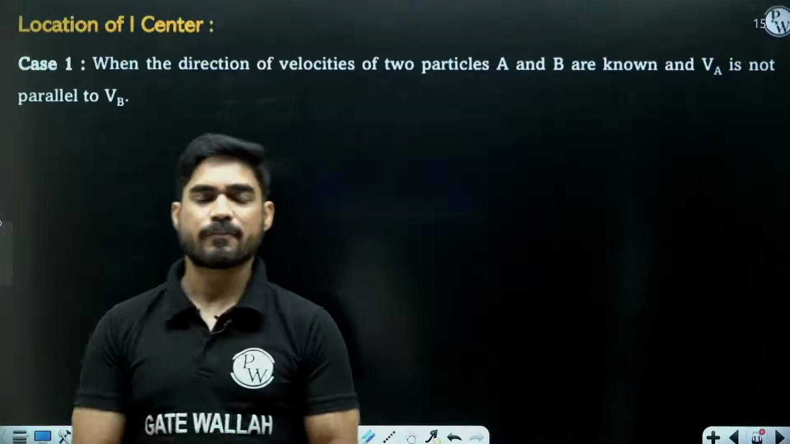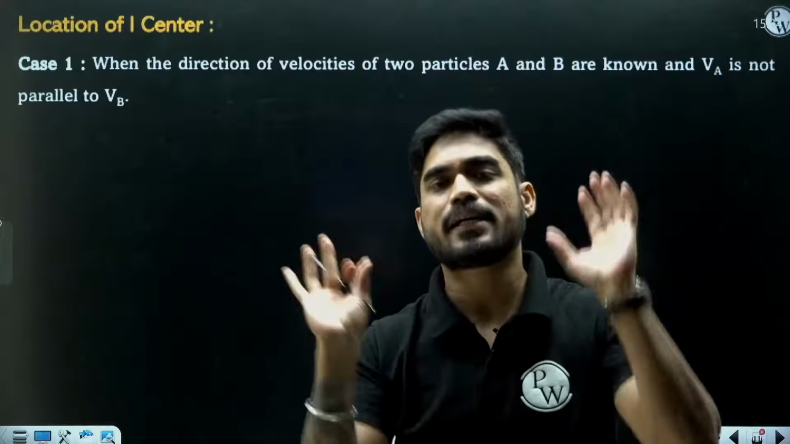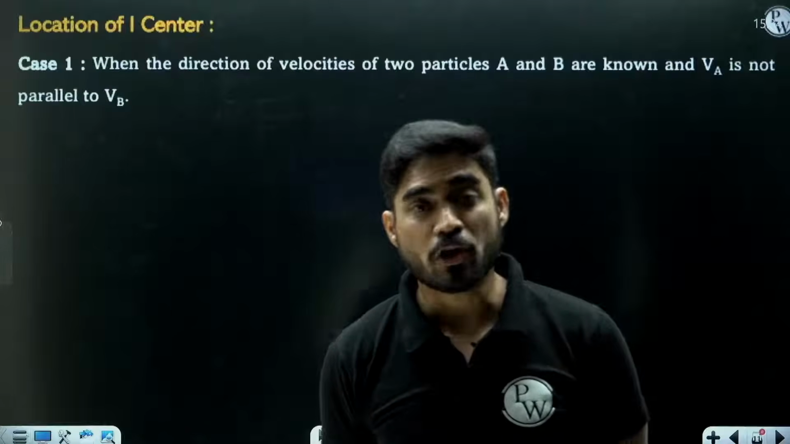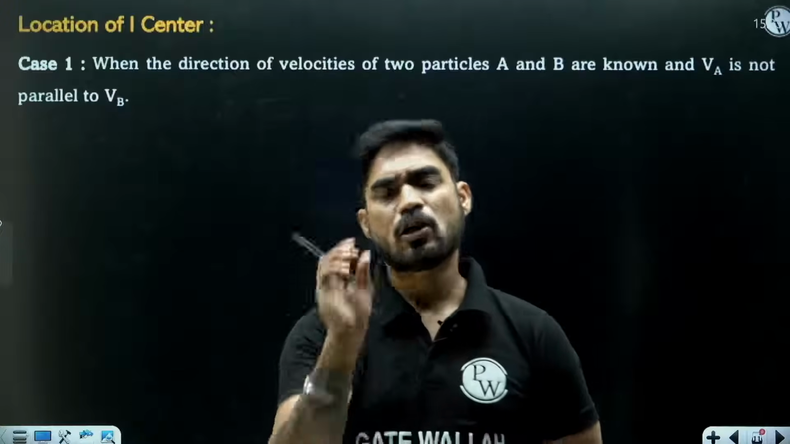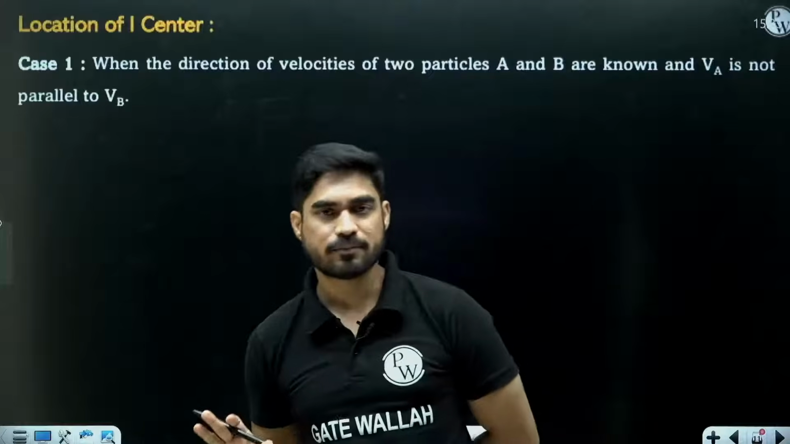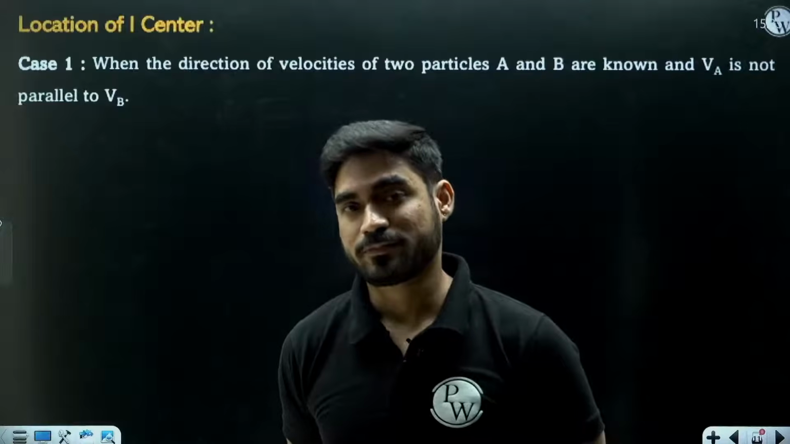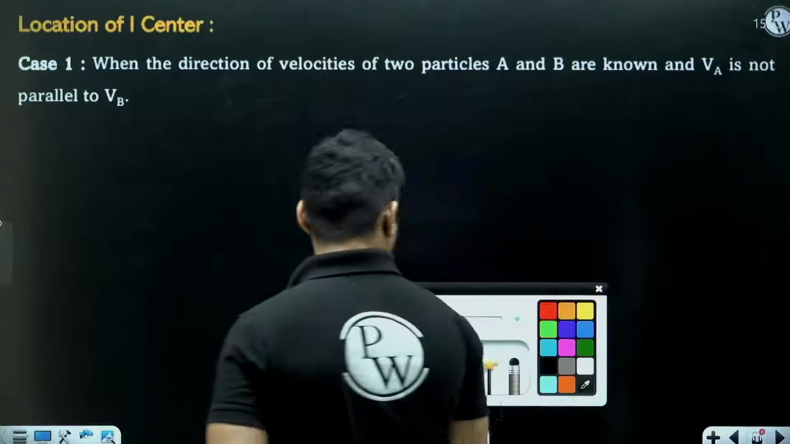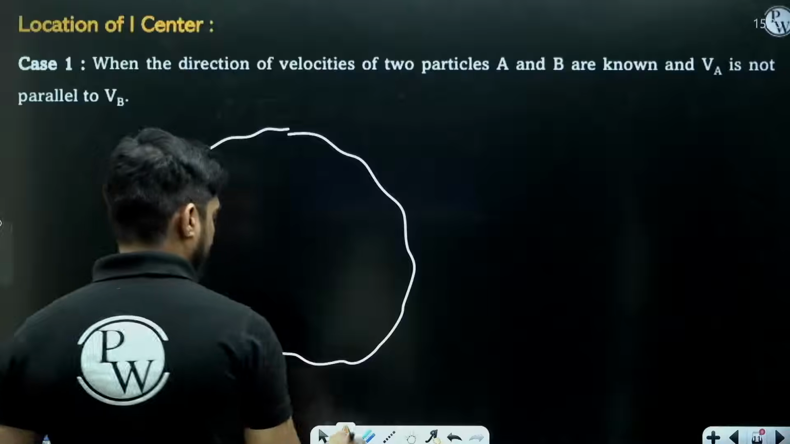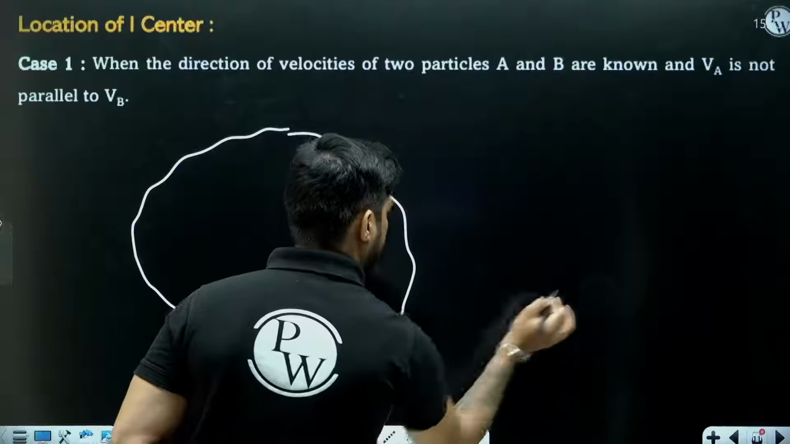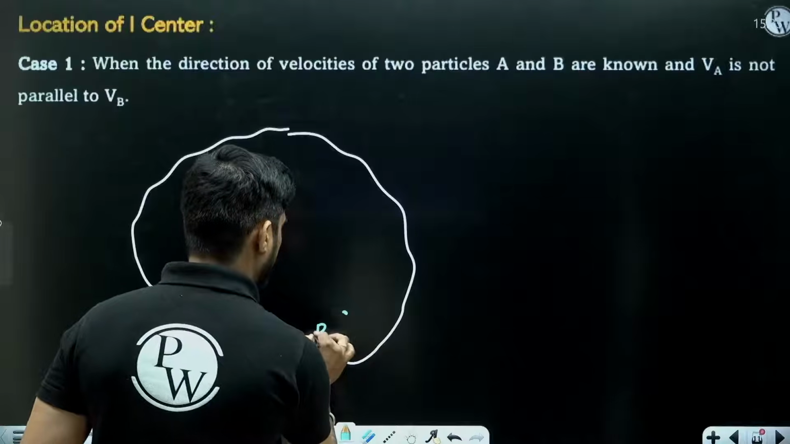Case 1 is when you know the direction of velocity of any 2 particles of the body. What do you know? You know the direction of velocity. You don't know the magnitude, just the direction of velocity of any 2 random particles. But their velocities must not be parallel to each other. So let's imagine that this is a rigid body, and there are 2 particles. Let's say this is particle A, and let's say this is particle B.